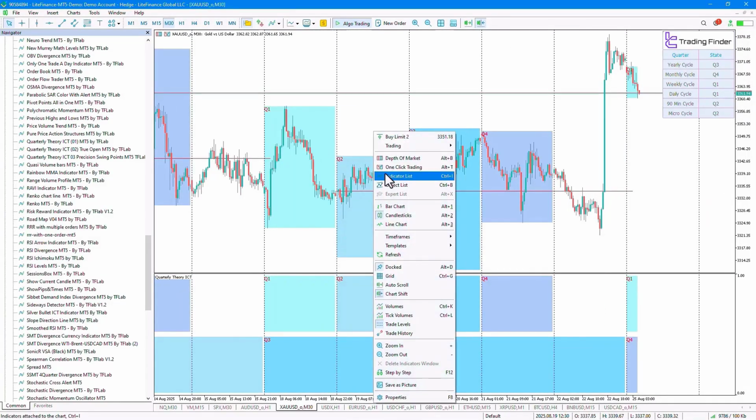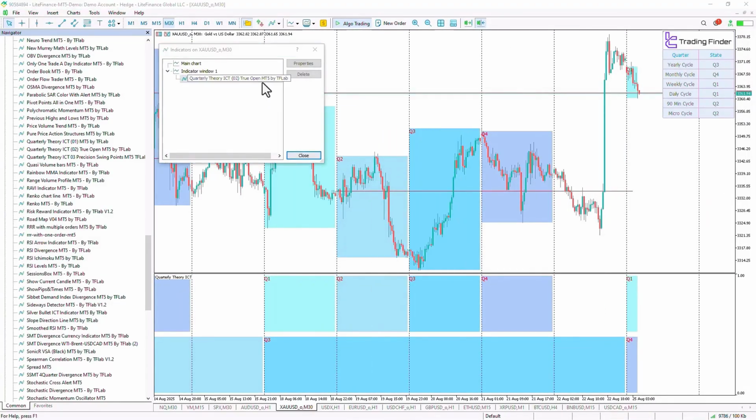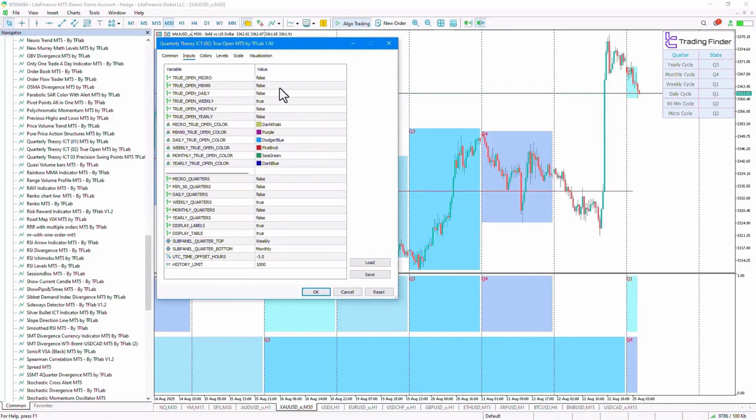In the comprehensive settings section, specifically located under the inputs category, there are various important options readily available for us to configure. In the initial part, we are presented with the capability to either enable or disable the visual display of the true open lines for different financial quarters, providing a clear and precise overview. In the very first input section, we can conveniently enable or alternatively disable the visual display of the true open levels, which are specifically related to the micro time range intervals.